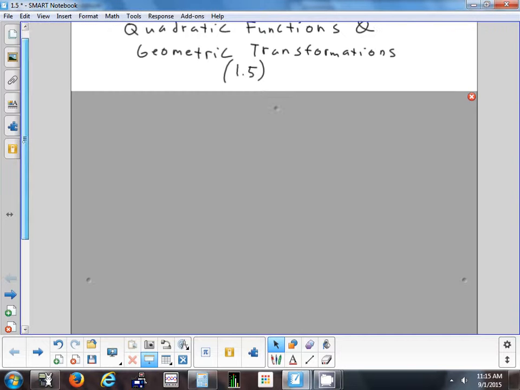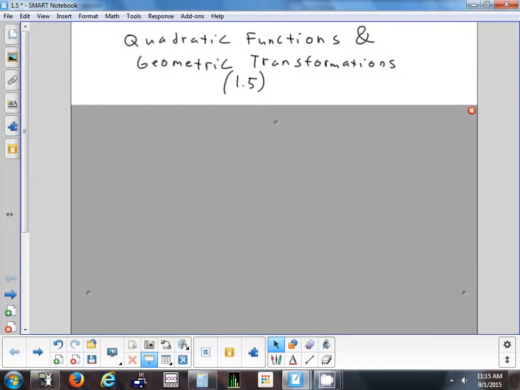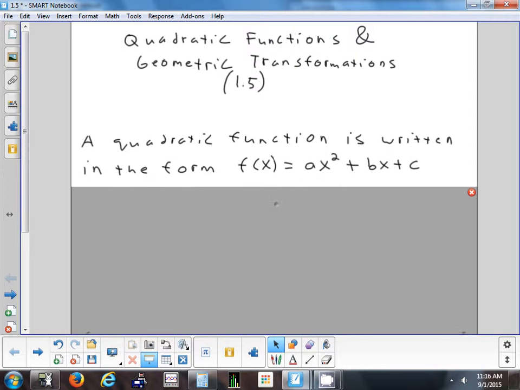Let's take a look at section 1.5. Okay, throughout the year, we're going to look at all kinds of functions and how we can transform them. By transform, I mean move up and down, move left and right, or stretch up and down, stretch left and right. We can do it with all kinds of functions, but today we're just going to look at it with quadratics. Okay, so parabola type graphs.